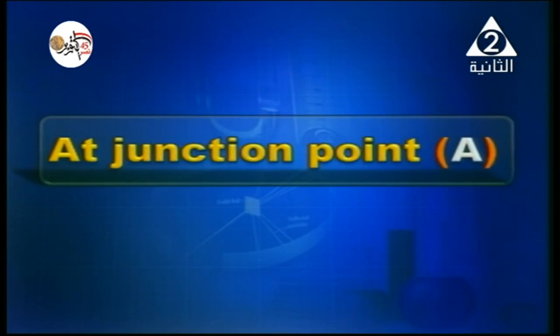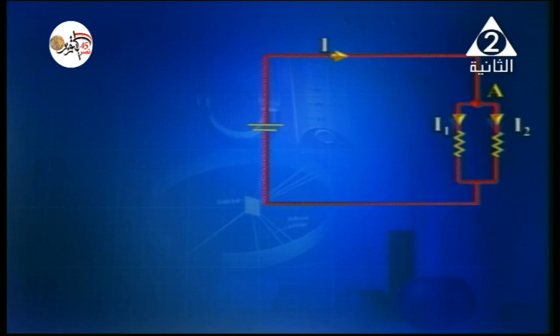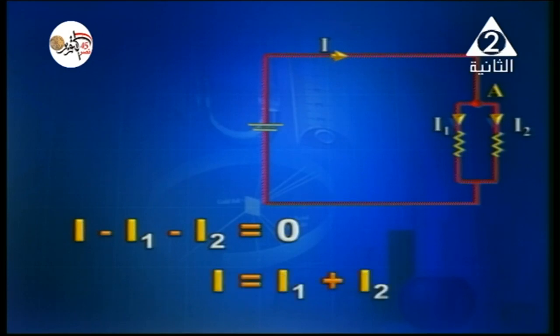At junction point, at node A, in front of you we've got a circuit, a very simple one. We've got a node A, where the current entering the junction point is I, and the currents leaving are I1 and I2. I should be equal to the sum of I1 plus I2, or we can say I minus I1 minus I2 equals 0. And also we can say, of course, I is equal to I1 plus I2.